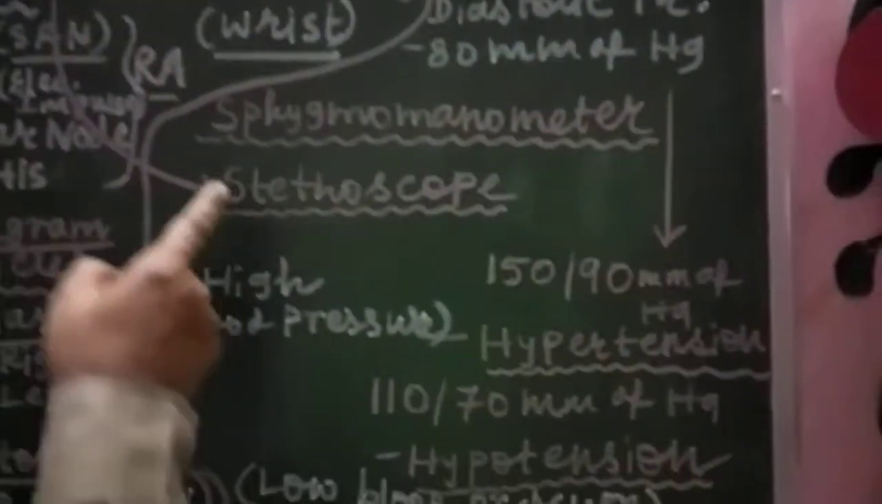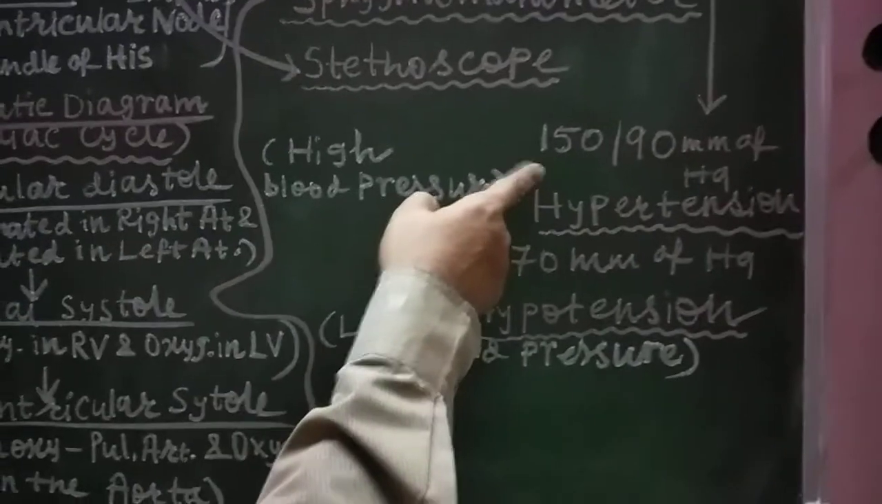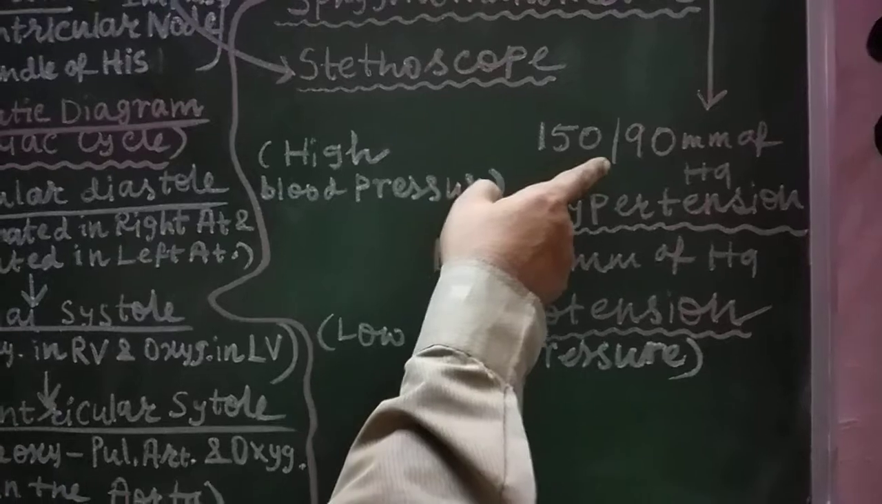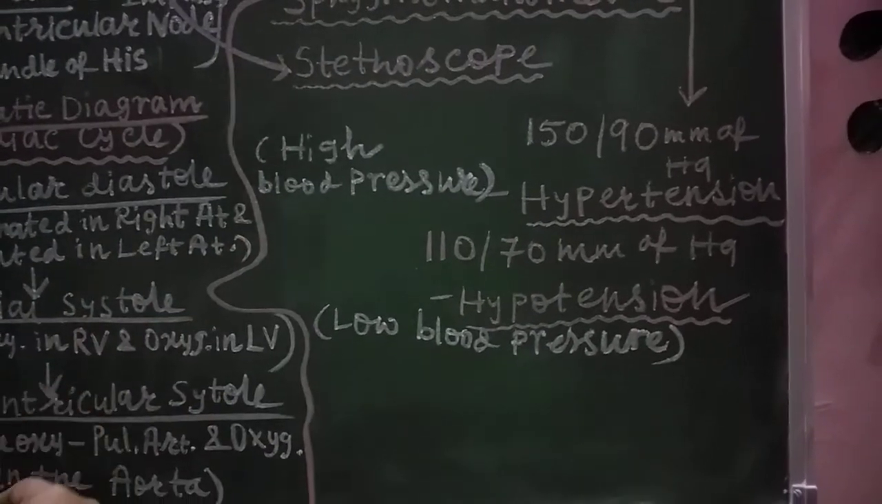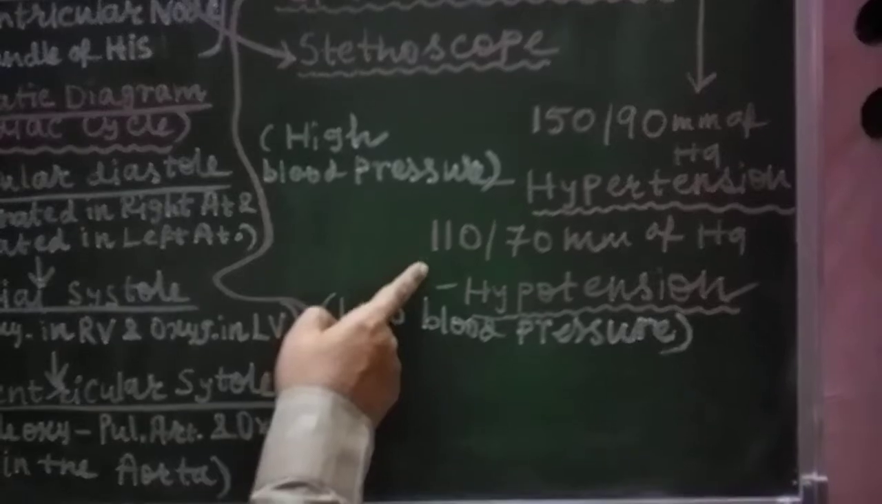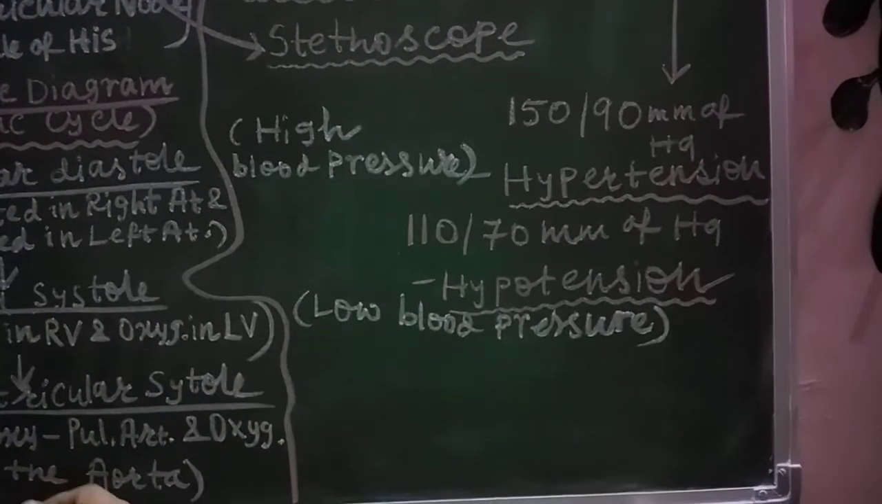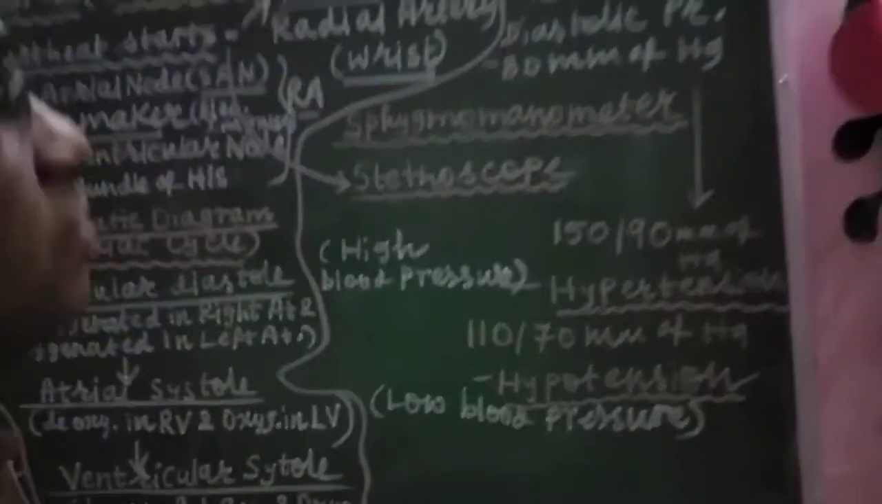Here you can see that if blood pressure is high, we call it hypertension. Generally 150 by 90 millimeter of Hg is called high blood pressure or hypertension. And if it is 110 by 70 millimeter of Hg, then we call it hypotension or low blood pressure. So that is the end of lesson 4.